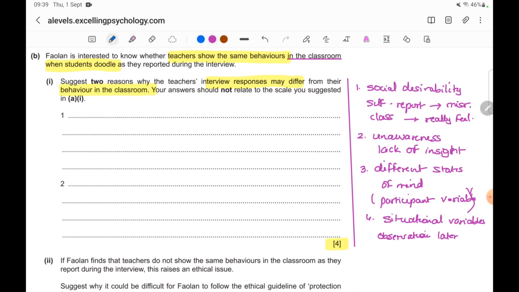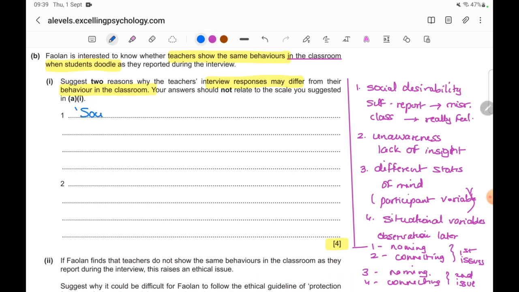So 1 mark will go for naming the first issue, second for connecting the first issue. I'm sure you've understood the pattern. Then the 3rd mark comes for naming the second issue, and the 4th mark for connecting the second issue to the study. It's an easy question again. Okay. So I'll begin with the first one. I'll name the reason first.